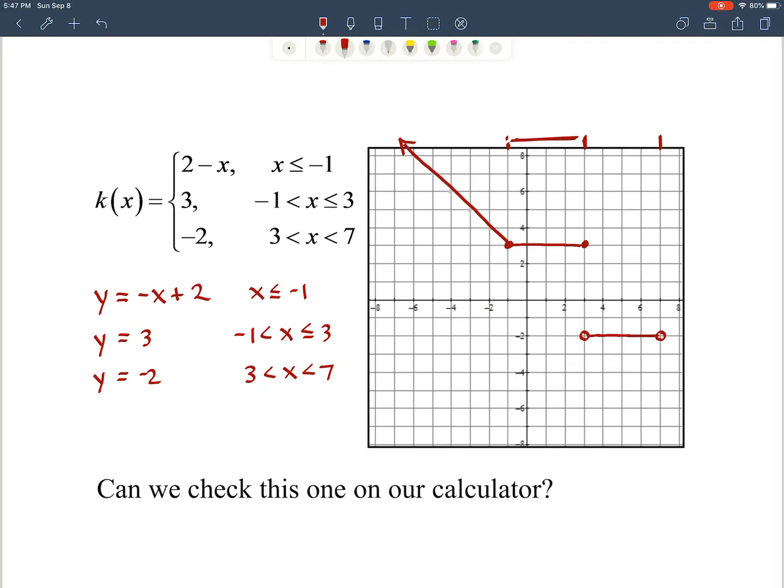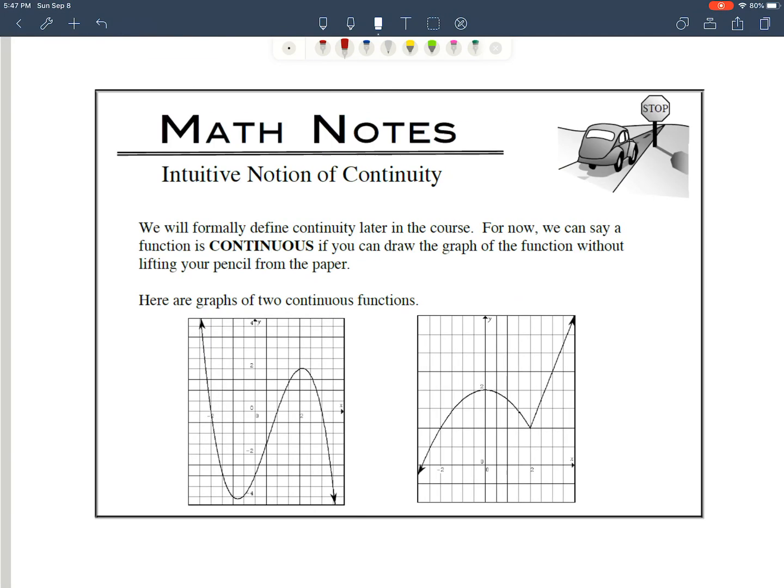And it asks, can we check this in the calculator? We could if you knew how to do it there, and I would love to show you. I'm just going to need to find a way to do that there. But we will talk about that as soon as we can. All right, on to the next one.